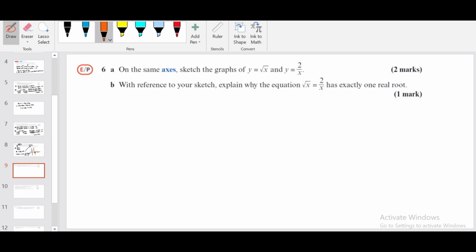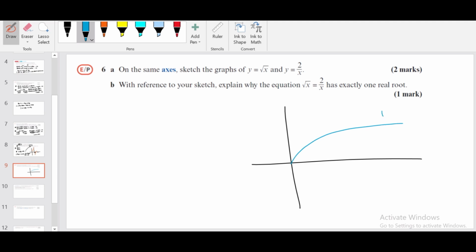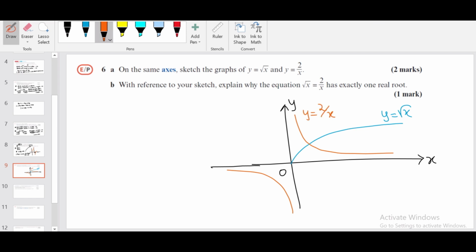Next question. On the same axes, sketch the graphs y is equal to square root of x and y is equal to 2 over x. Okay, remember this is the graph for square root of x. And then we learned the reciprocal graph in P1, right? The 1 over x is going to be a piece here, another piece here. That's 1 over x, or 2 over x, y is equal to 2 over x.